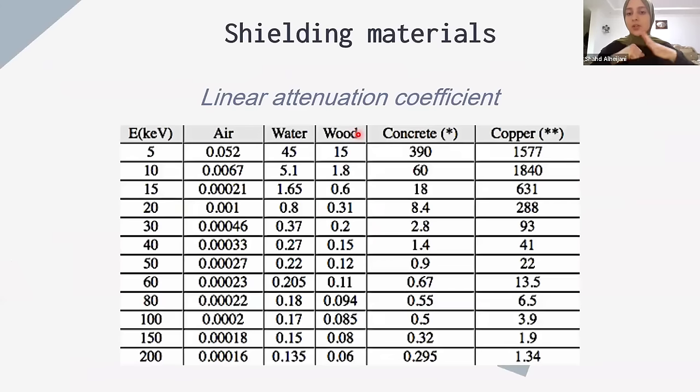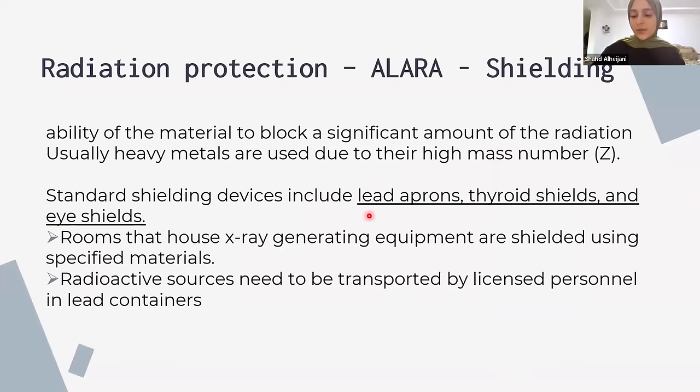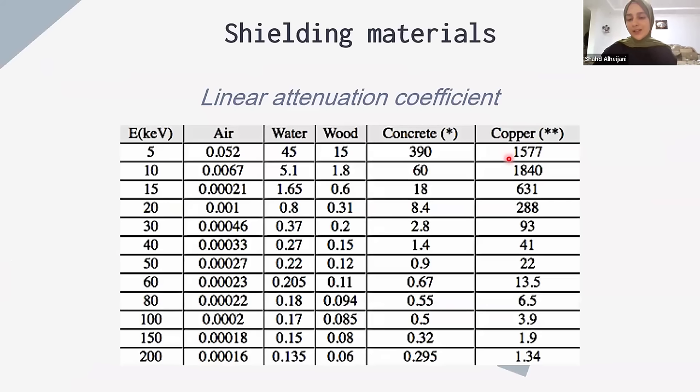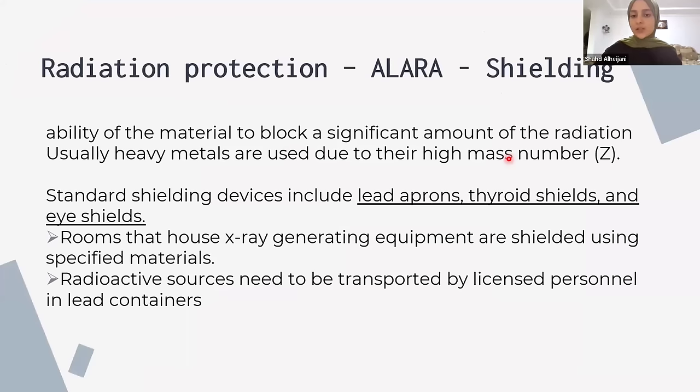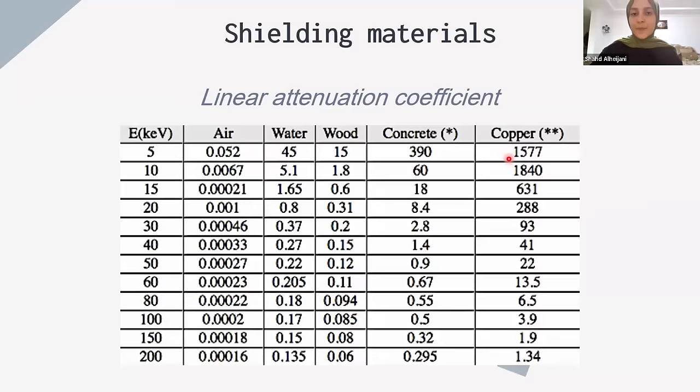Now, linear attenuation coefficient. This will help you decide which elements or which substances will be the best for shielding. Now, judging by the numbers, here you have the highest numbers for copper. So copper will be the best material to shield the patient. However, as I mentioned here, we use lead instead of copper, and that is only because copper is very expensive. So hospitals usually use lead for the protection, for the aprons, for the thyroid shields, for everything basically.